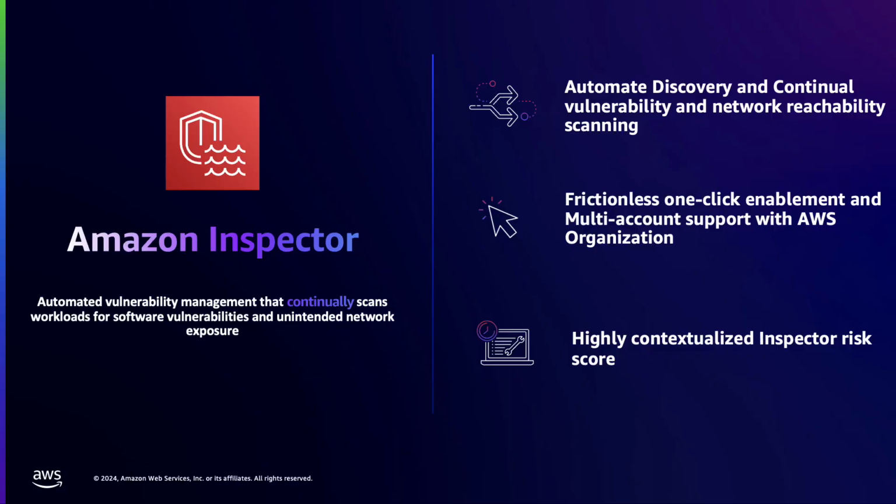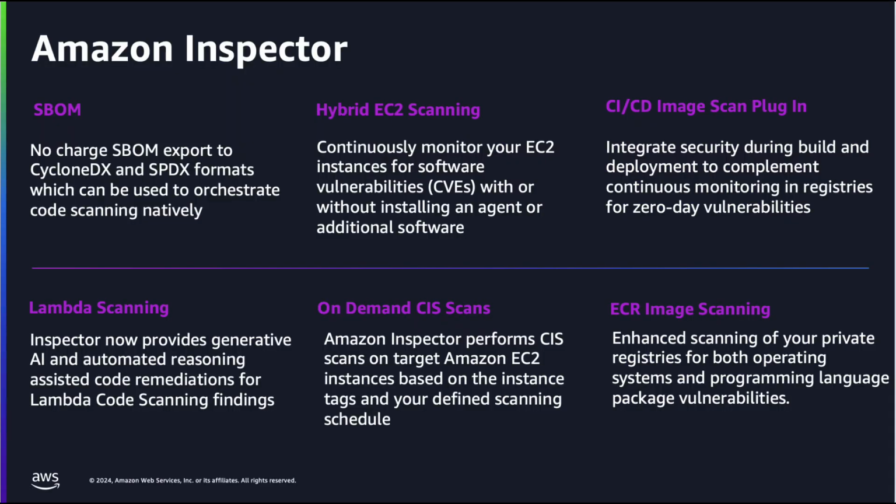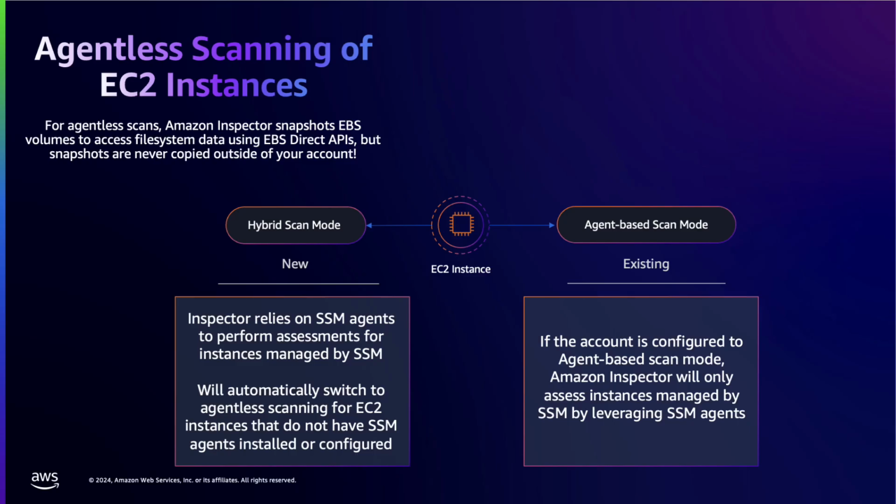Amazon Inspector is an automated vulnerability management service that continually assesses workloads, including Amazon EC2 instances, containers, and Lambda functions for software vulnerabilities and unintended network exposure. In this video, we'll be taking a look at six popular features of Amazon Inspector. First, let's talk about Amazon EC2 Scanning.